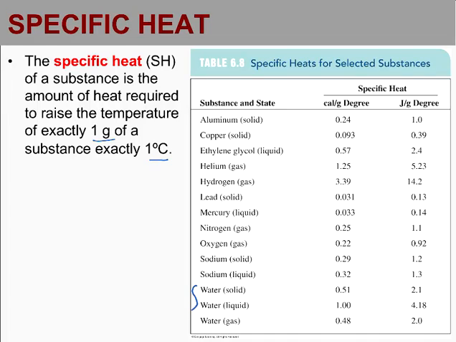And down at the bottom of this chart on the right, you can see that we have water as a solid, so that's ice, and it needs 2.1 joules per gram per degree Celsius in order to increase its temperature by 1 degree. And then liquid water needs much more energy in order to increase its temperature. And then steam doesn't need quite as much heat in order to increase its temperature.